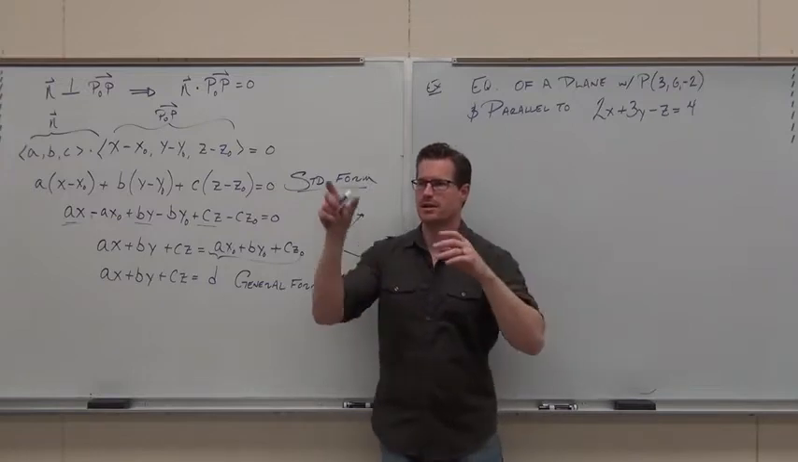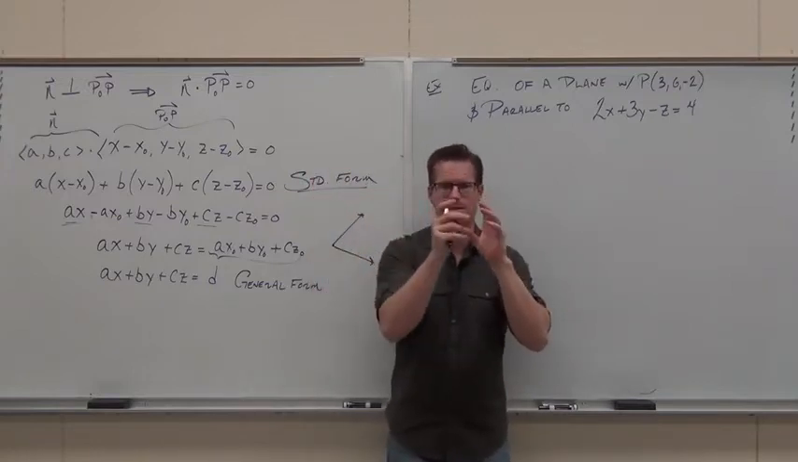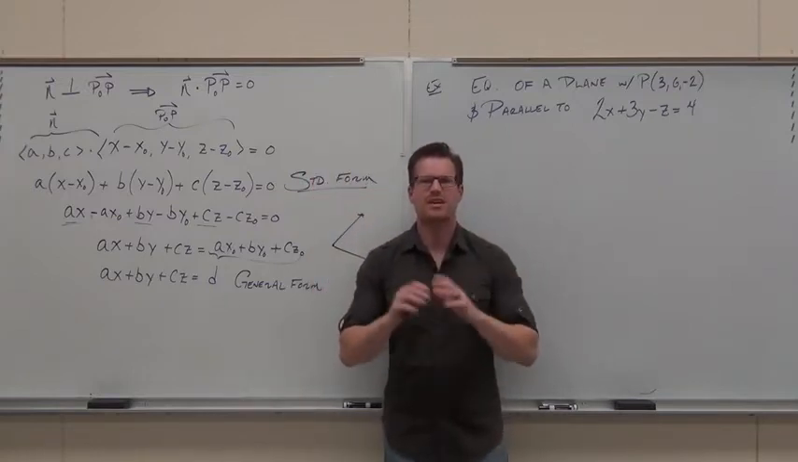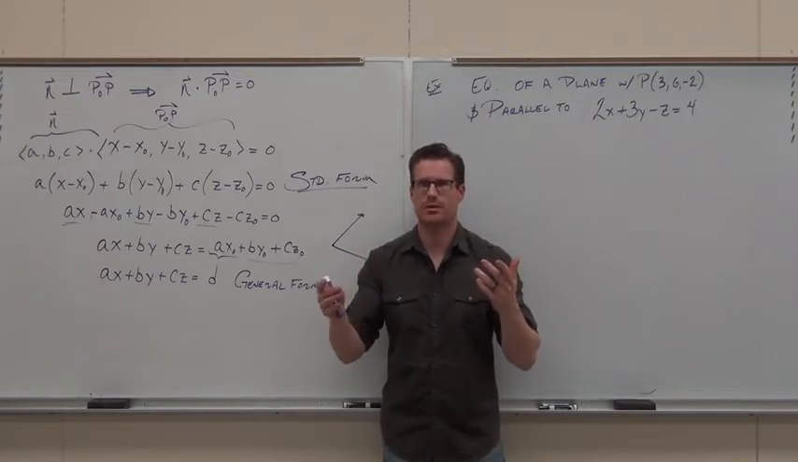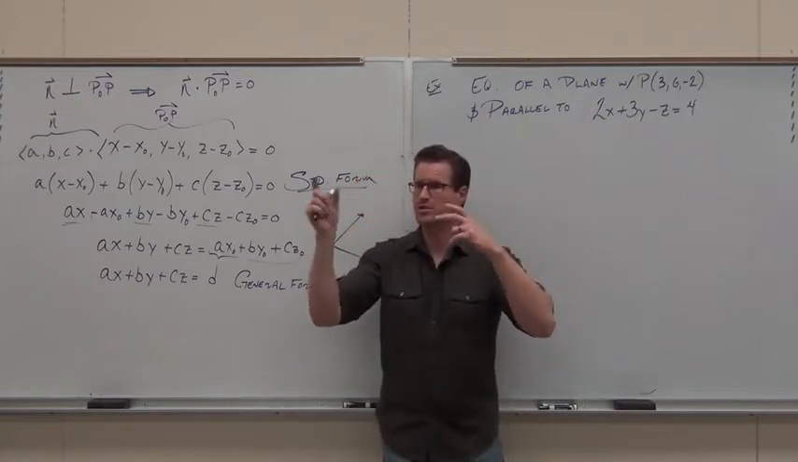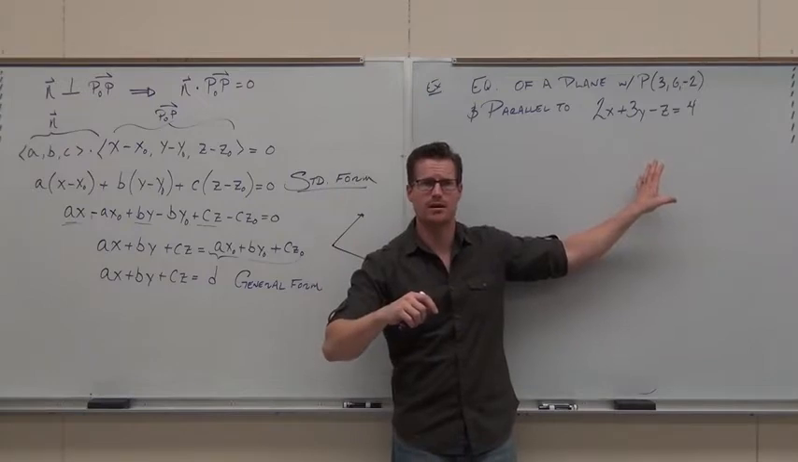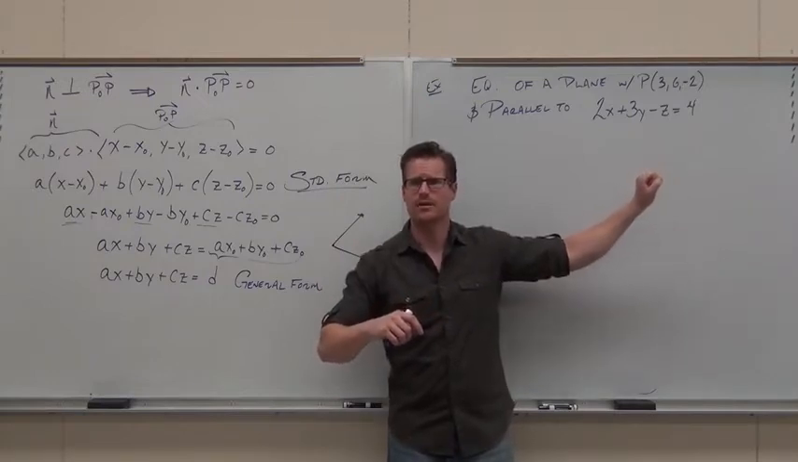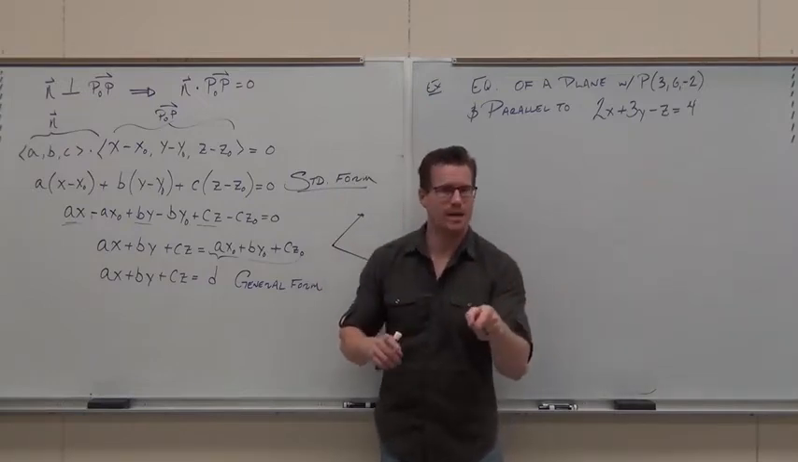Plane. Lines have this, x equals y equals z equals. Do you see that? They have equal signs everywhere. They're either fractions equal or x, y, and z equal. Do I have that? No. What is this thing then? This is a plane, for sure.